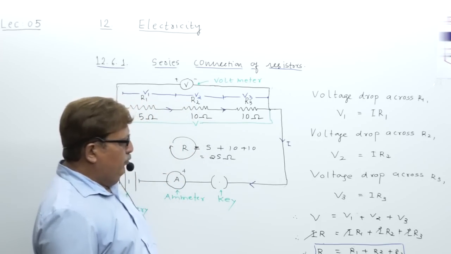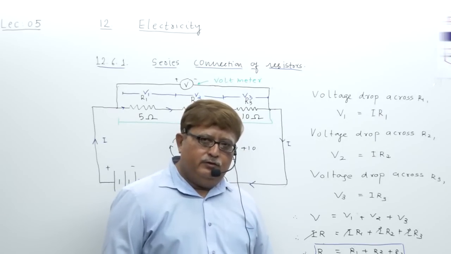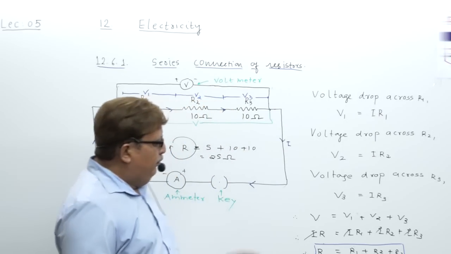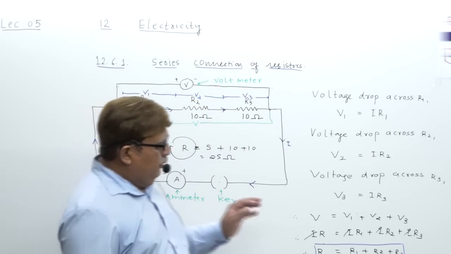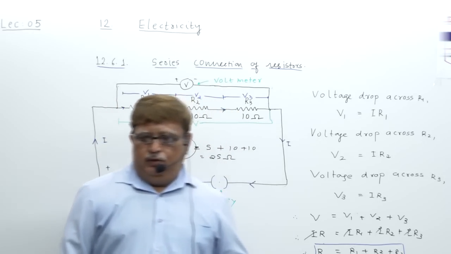That way, three properties you can design yourself. You understood this? So this is the way series connection of resistor can be explained.